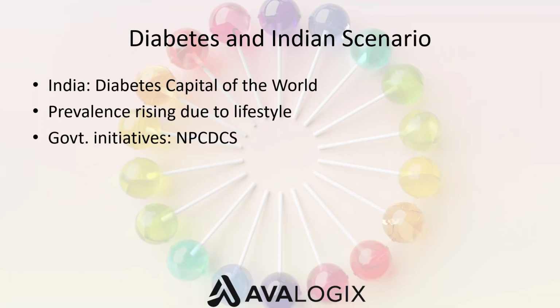Now, let's take a look at diabetes in the Indian context. India has one of the highest numbers of people living with diabetes in the world, earning it the unfortunate title of the diabetes capital of the world. There are several reasons for this. Genetics play a role. Indians tend to have higher insulin resistance and a tendency to develop diabetes at a younger age and at lower body weights compared to Western populations.